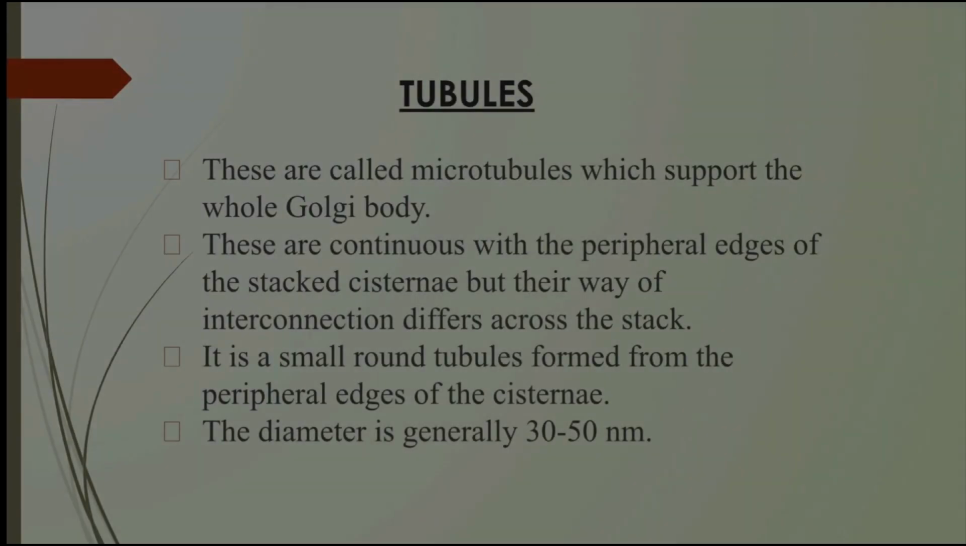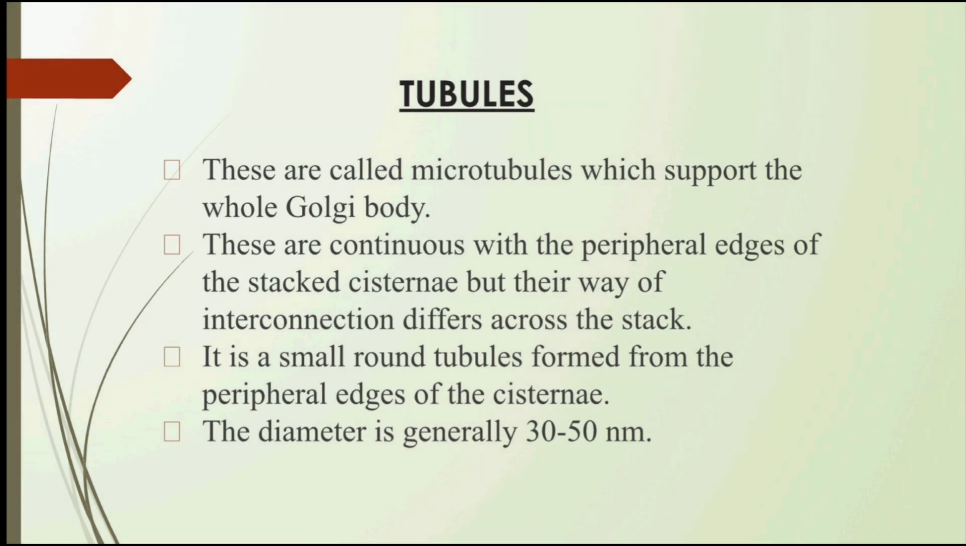The next part is tubules, which support the whole Golgi complex. These are continuous with peripheral edges of the stacked cisternae, but their way of interconnection differs across the stack. They are small round tubules formed from the peripheral edges of the cisternae.